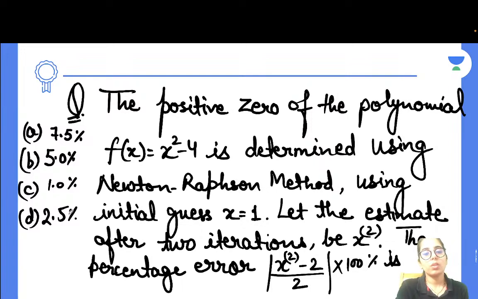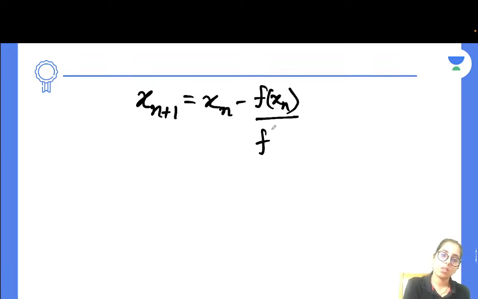So x is equal to 1 is the initial guess value. Let's say x1, or you are taking it as x naught. So if you are taking the 1 to be x naught, you have the formula x(n+1) is equal to xn minus f(xn) over f dash (xn). This is what you will have, right? Now, if I'm going to talk about the next thing here, that's going to be x naught.